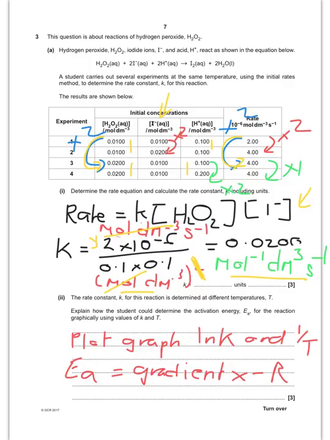Then the rate constant for this reaction is determined at different temperatures. How could we determine the activation energy? Graphically, so you plot a graph of the natural log of k versus 1 over T, and Ea is equal to the gradient of the graph times minus R, which is obviously your gas constant.